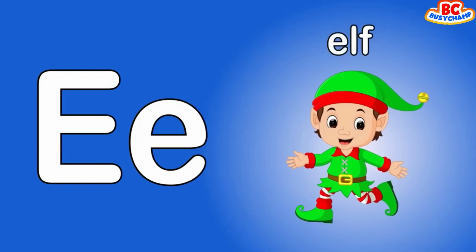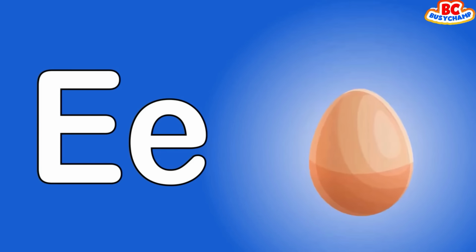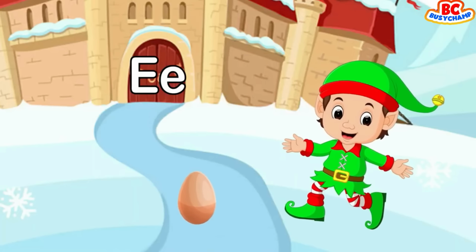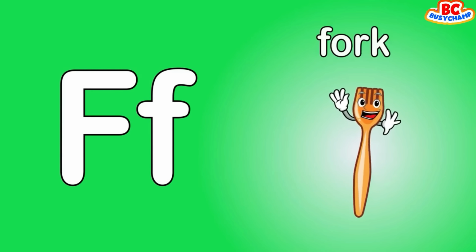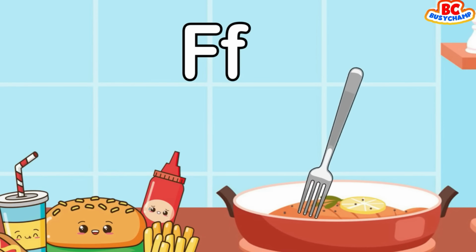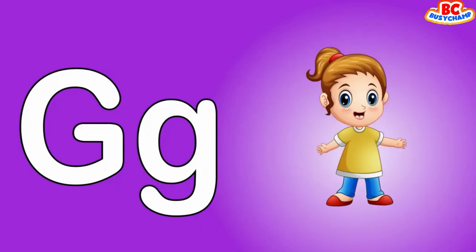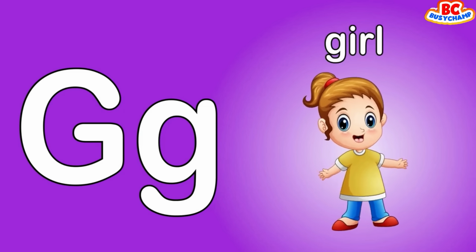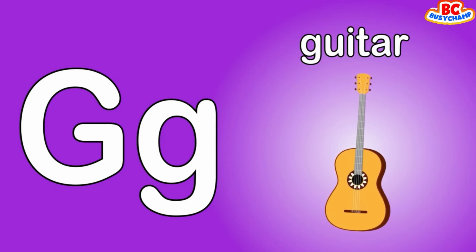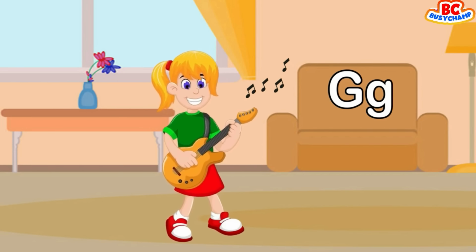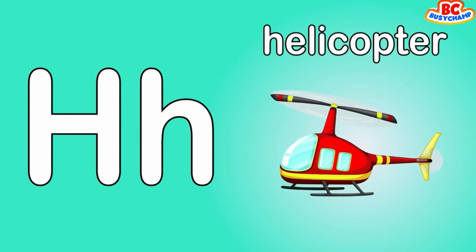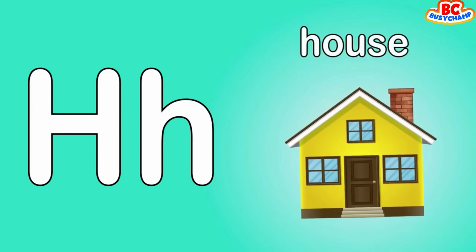E elf, e elf. E egg, e egg. F food, food. F fork, fork. G girl, girl. G guitar, guitar. H helicopter, helicopter. H house, house.